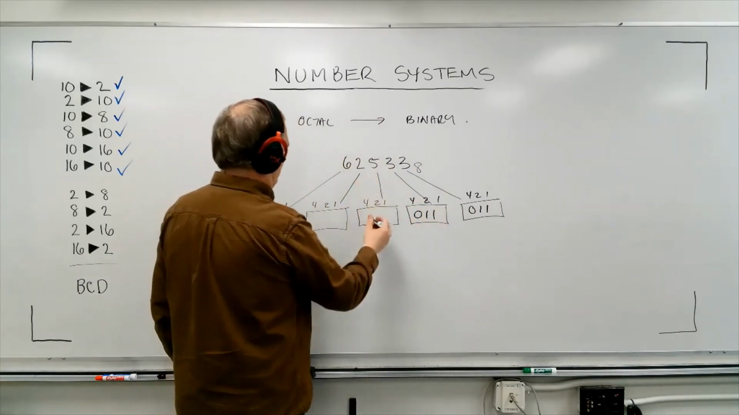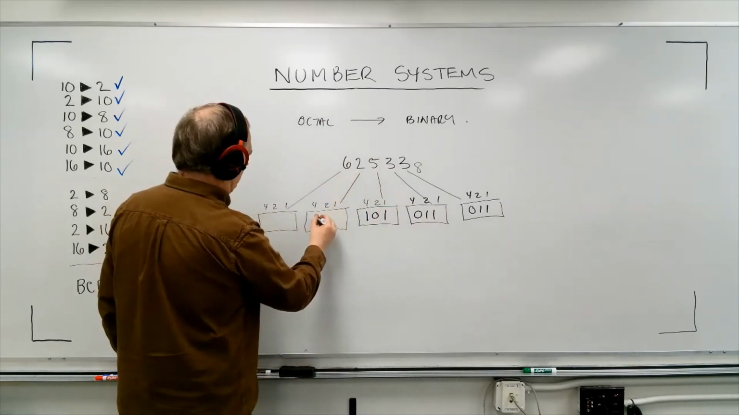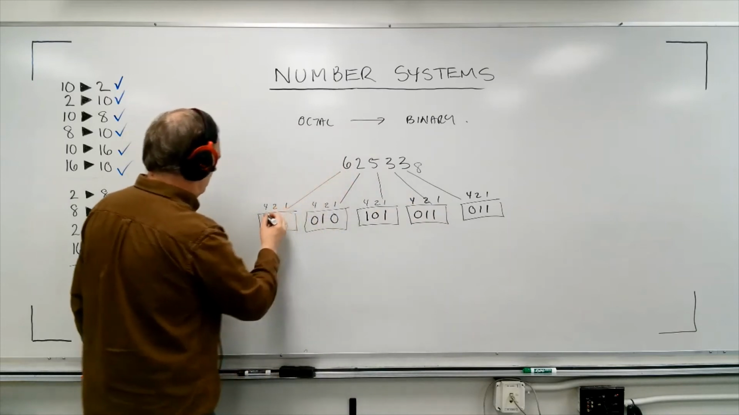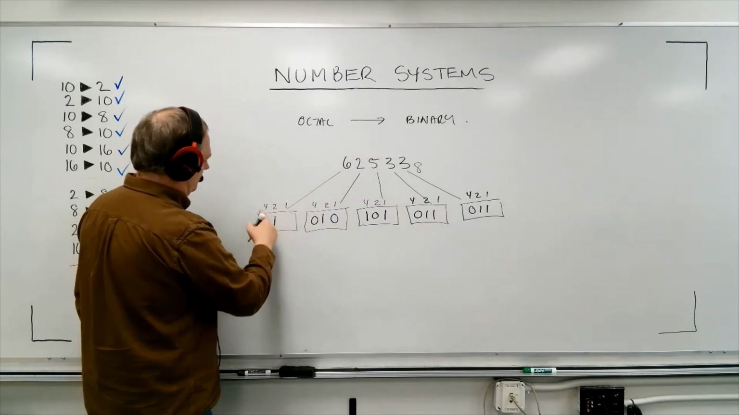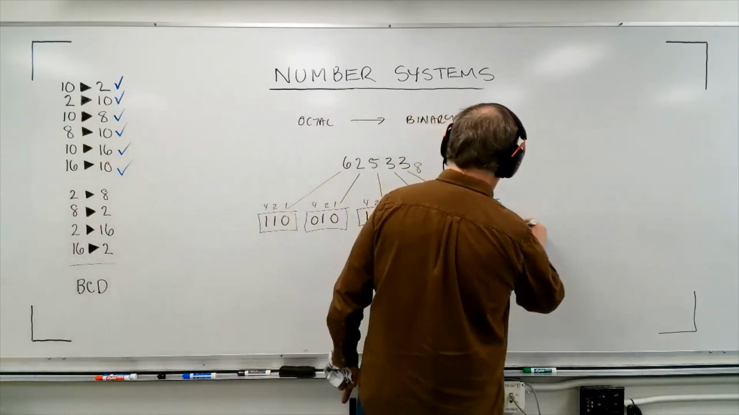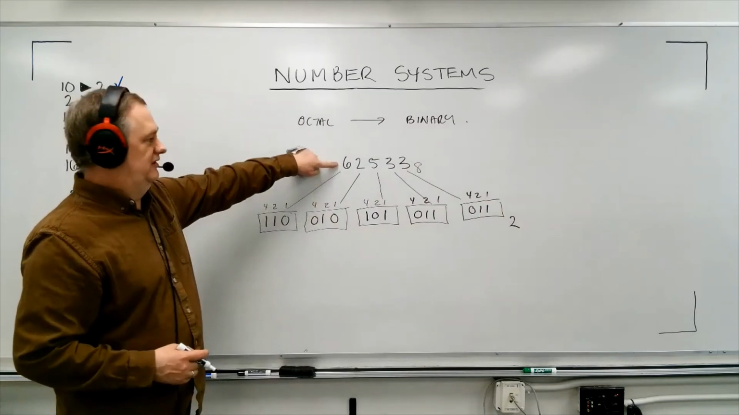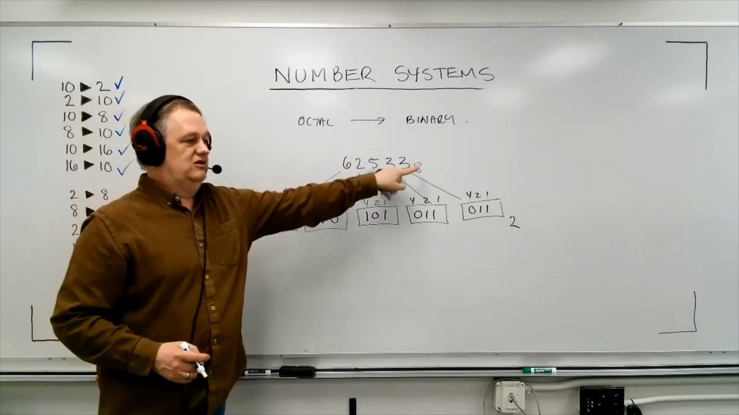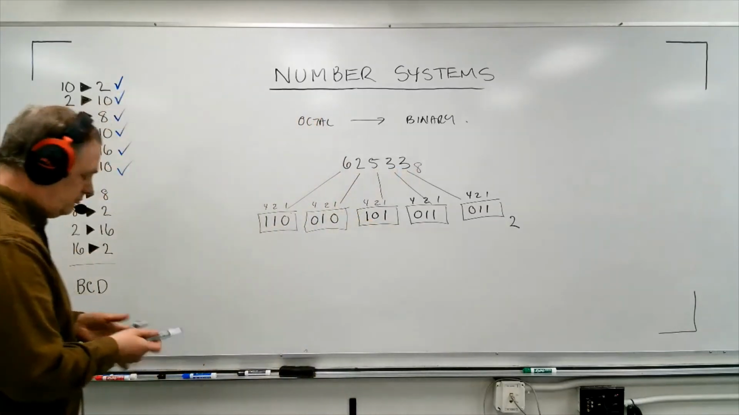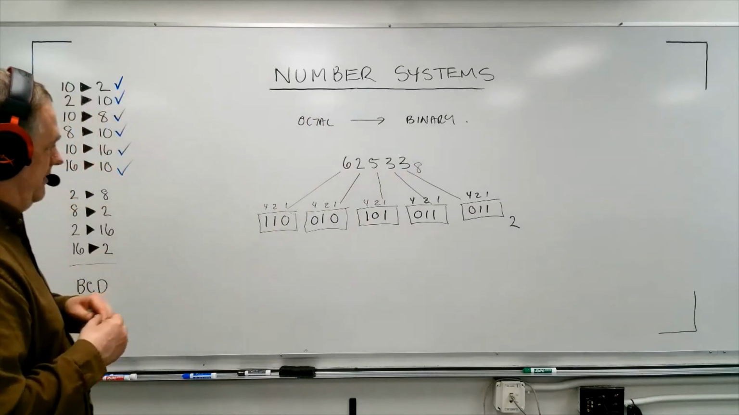A 5, 1, 0, 1. A 2, 0, 1, 0. There's your 2 right there. A 6, that's going to be 1, 1. So 4 and 2 is 6, and a 0 there. Now this would literally be the binary number that would match from this octal number. So 62,533 octal, now converted into a binary number. So it's a pretty straightforward conversion when you do it in that way.